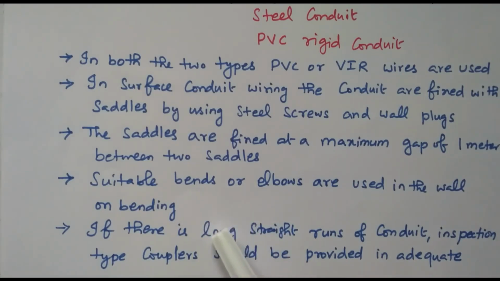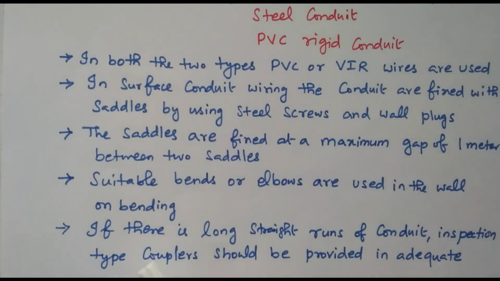The example diagram is available so that you are able to understand easily. If there is a long straight run of conductor, the inspection type coupler should be provided. If the length is very long, the inspection type coupler is one box. If any fault occurs, we can open that coupler and inspect.